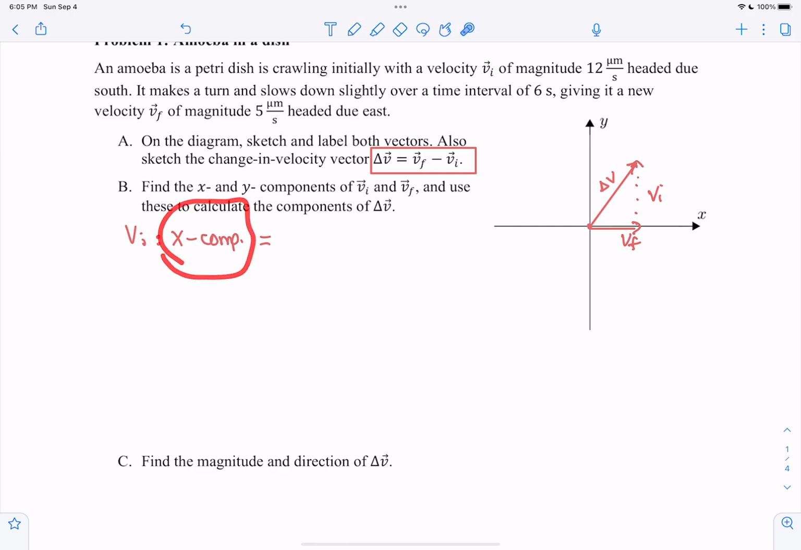For the x component? Yes, my bad. I was thinking y component for some reason. Yeah, you're absolutely right. I was thinking for VF for some reason, but yeah, 0 micrometers per second. And then the y component for VI is going to be what?